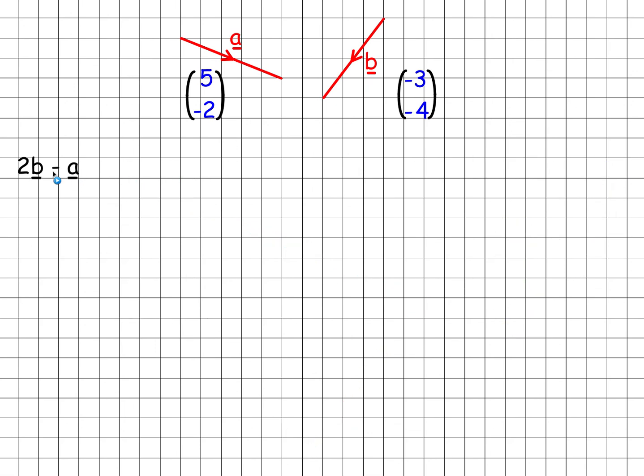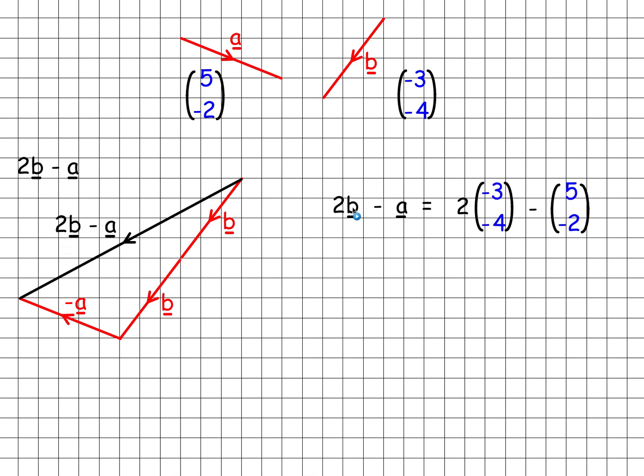Here's another example by diagram, 2b minus a. Now what we do, we take 2b and we add negative a. So there's 2b. Take a and reverse its arrow and put it on the end. There's negative of a, so the arrow is reversed. And join up from start to finish. That's the resultant of 2b minus a.